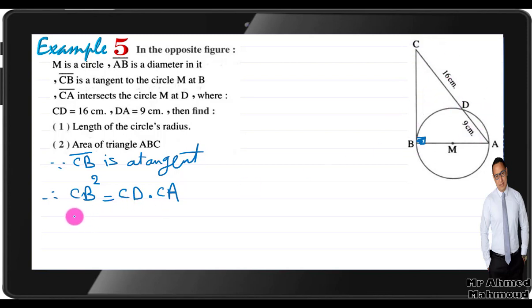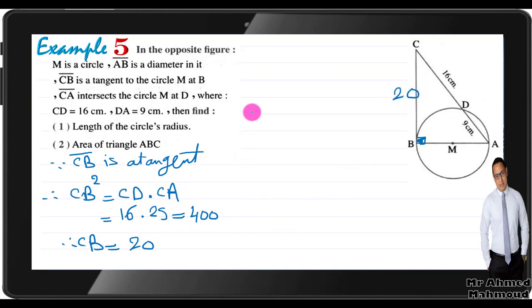Okay, so it is equal to 16 times CA, which equals 25, so it is equal to 400. By taking the square root, therefore CB equals square root of 400, which equals 20. Now this part equals 20.